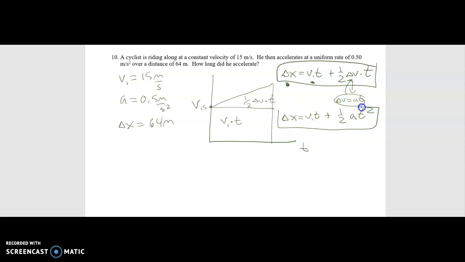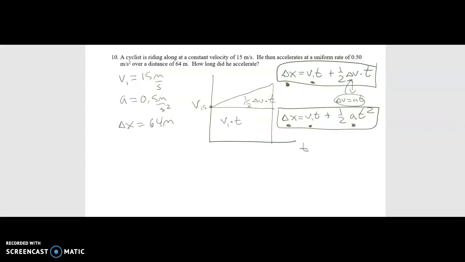Let's consider this. Does this help us? Do we know delta x? Yep. Do we know v naught? V initial? Sure. Do we know t? No. Do we know a? Yes, we do. So how many variables are we left with? Just one, t. Can we use this? Yes, we can. Now it gets tough because you've got a quadratic situation.